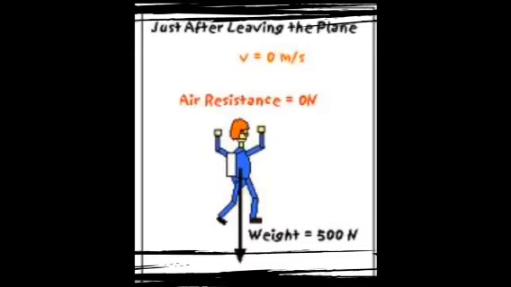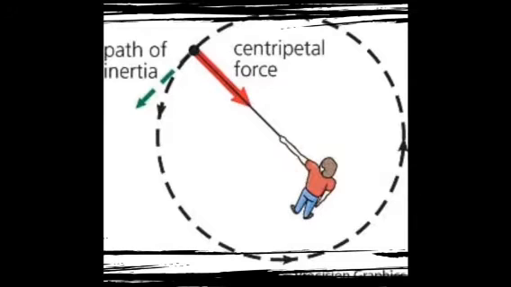Air resistance exerts an upward force on falling objects and slows them down. An example of air resistance. Centripetal force is a force that causes any object to move in a circular path. This is an example of centripetal force.